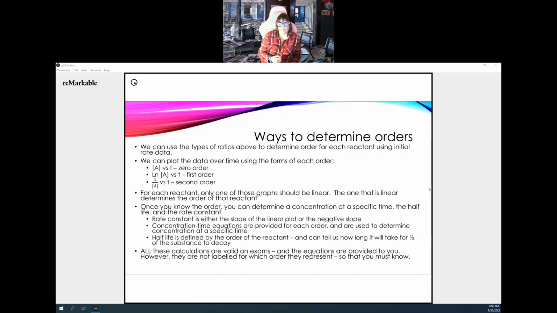Now, all of the calculations that we're talking about here are valid on exams, and these equations are provided to you. They're not labeled, so you need to know what each represents. There's practice for this, and make sure that you've taken a look at it, because I've tried to ask you some of each of these questions to give you an idea what they look like.